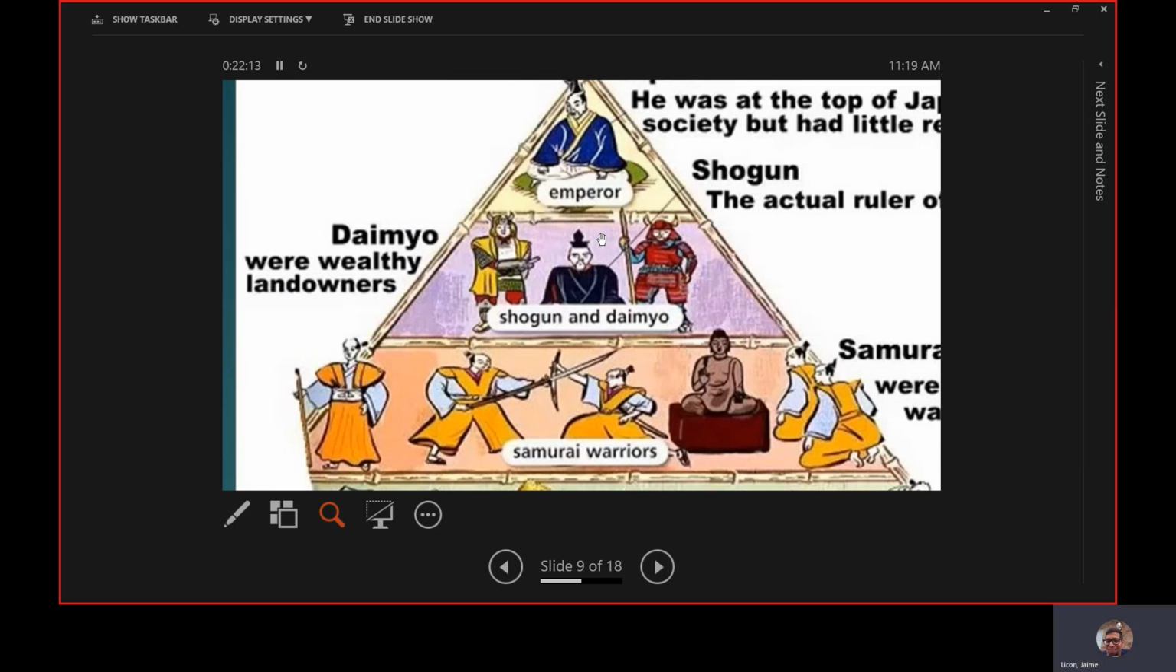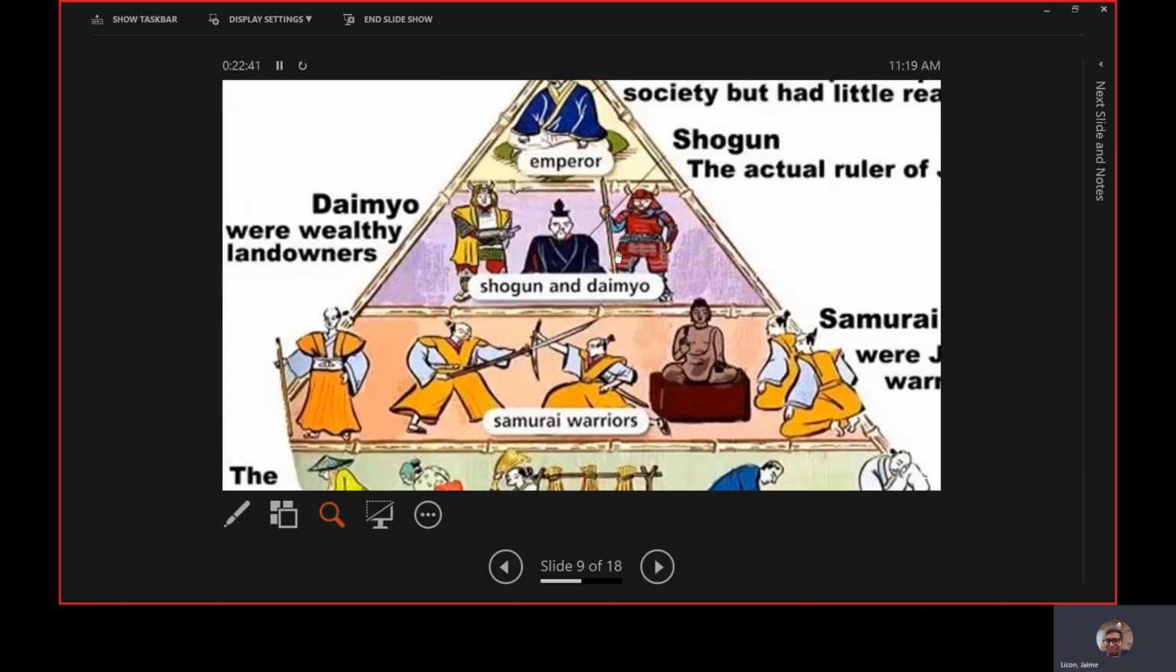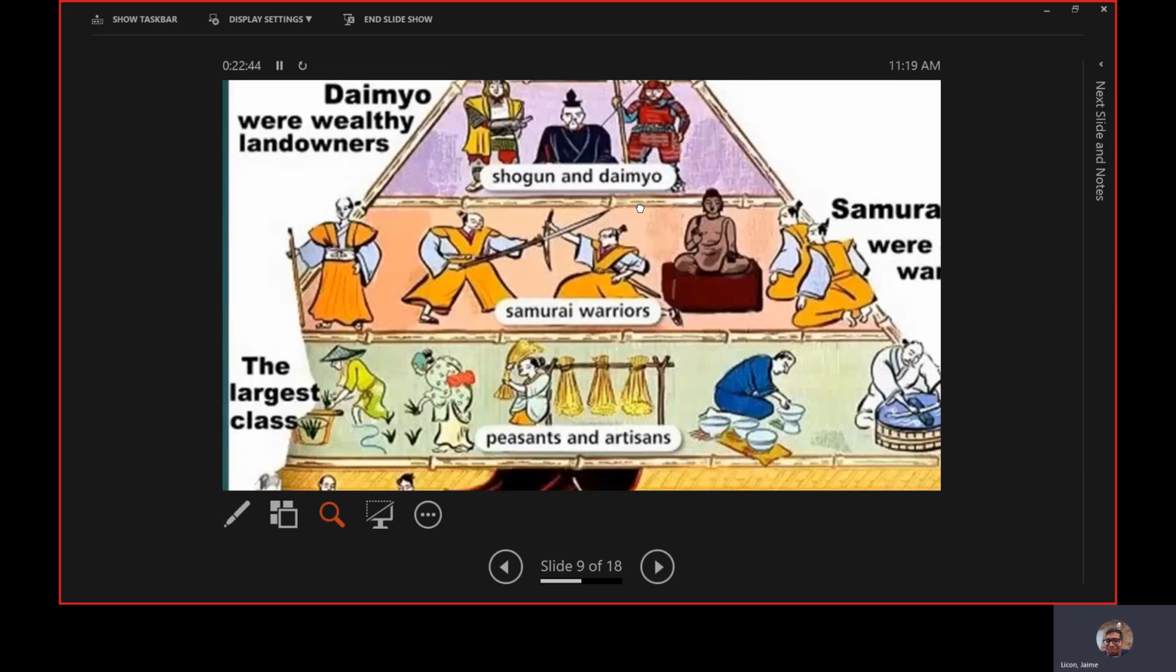These daimyos are kind of like governors. So you have the emperor who can't do anything, the shogun in charge, and these landlords called daimyos. But a lord can't stop every crime in Japan, so I need local guys with swords to take care of crime and keep order. The samurai. And then below the samurai, you have the peasants, on the bottom of society.